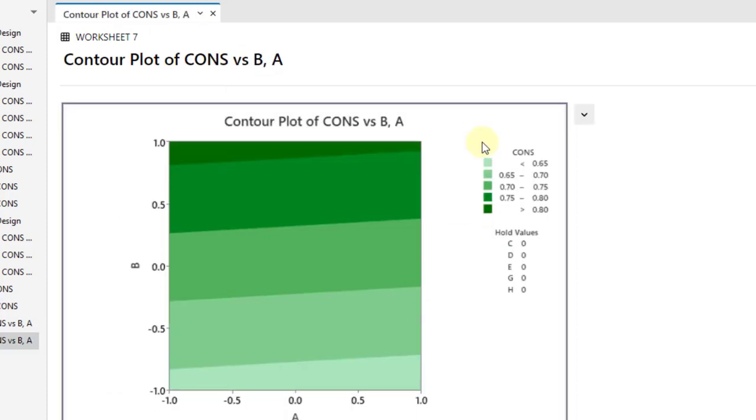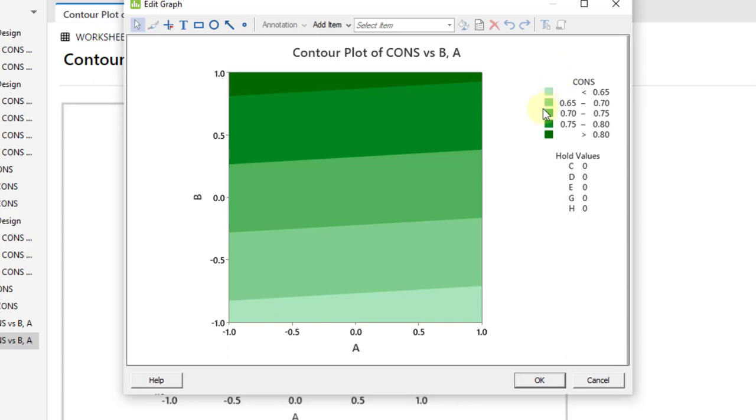How can we interpret it? First of all, focus on these values: the dark greenish area shows that the CONS value, the response value, is greater than 0.80. So in case we want to maximize our response variable, we will select the high level of the parameter B, because at high level you can see there's a dark greenish area where our response variable is maximizing. And now what about the parameter A setting? Whether the parameter A is at low level or at high level, you can achieve the highest level of the response variable.